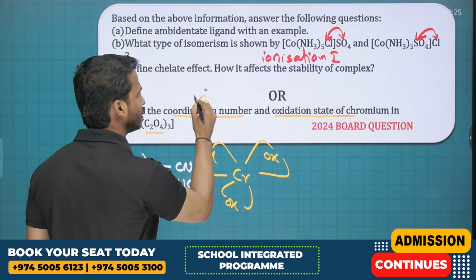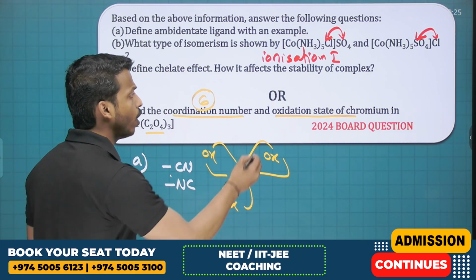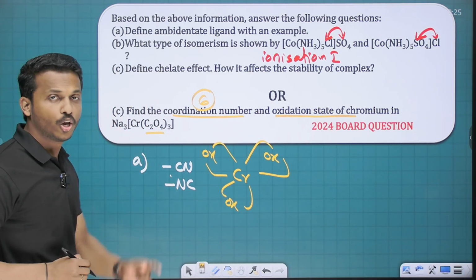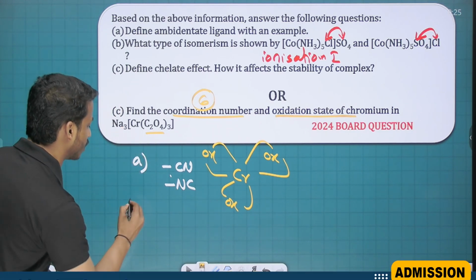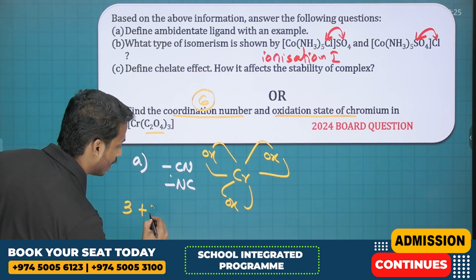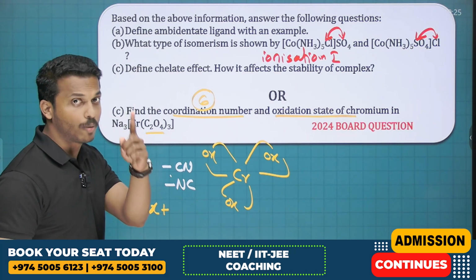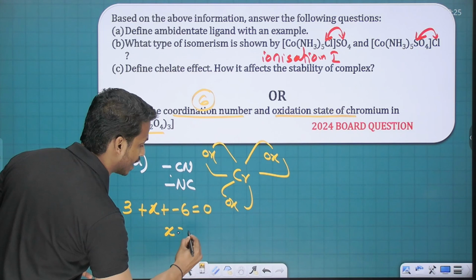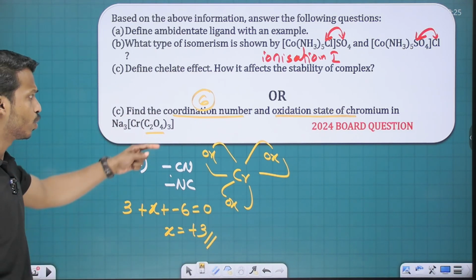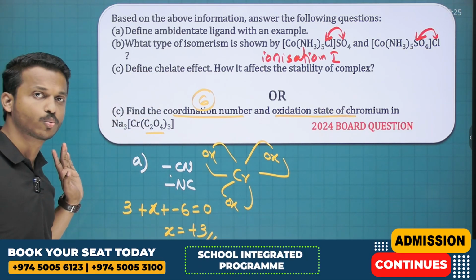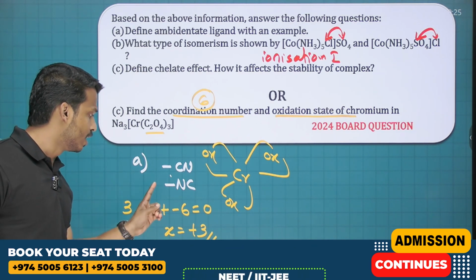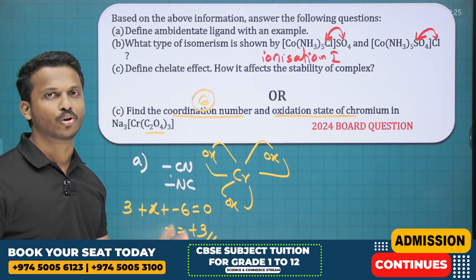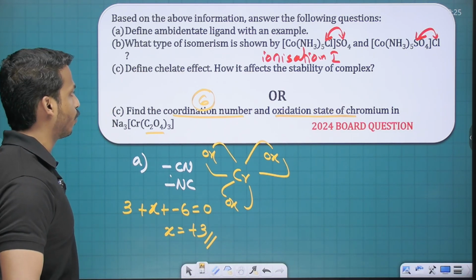So what is the coordination number of the system? 6 is the coordination number. What is the oxidation state of the chromium? Let us calculate. 3 sodium as counter ion, 1 sodium charge plus 1, so 3 sodium charge plus 3, plus chromium, let us take it X. Oxalate charge is minus 2, so 3 oxalates minus 6. Overall 0. Yes, X is equal to plus 3. So coordination number is 6 and oxidation state is plus 3. Correct. So this is the 2024 question.